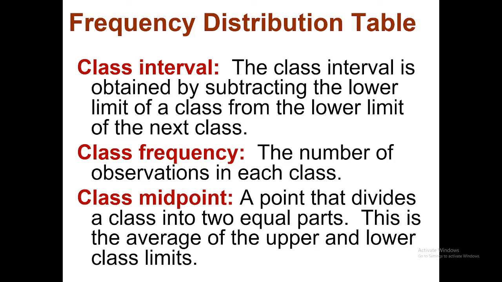Okay, as we go on with our discussion this afternoon, you will really understand what a class interval is, a class frequency, and a class midpoint. Again, class interval is the class. It's obtained by subtracting the lower limit of the class from the lower limit of the next class. Class frequency, the number of observations in each class, and the class midpoint, a point that divides a class into two equal parts. This is the average of the upper and the lower limits.